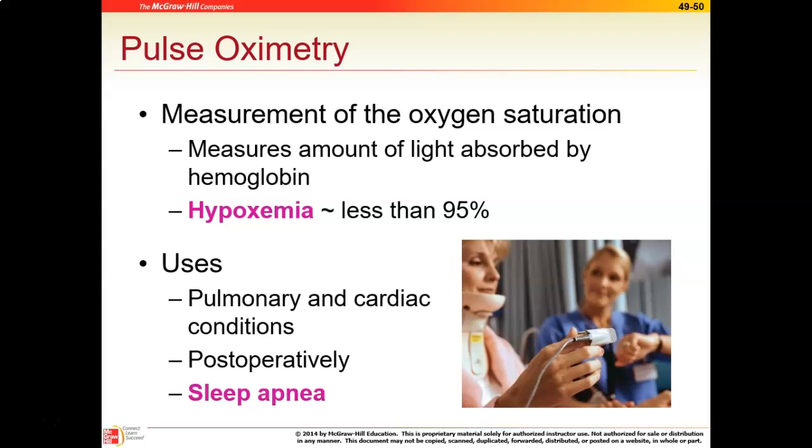Oxygen saturation is actually measuring the light absorbed by the hemoglobin, which carries oxygen within our blood. That's the protein inside the red blood cells that the oxygen binds to. It's reported as a percent, and 95 to 100 is considered normal oxygen saturation. If someone has a respiratory issue and they drop to 94 or below, then we would use the term hypoxemia, which means they have less oxygen within the blood than would be considered normal in order to keep our tissues oxygenated.